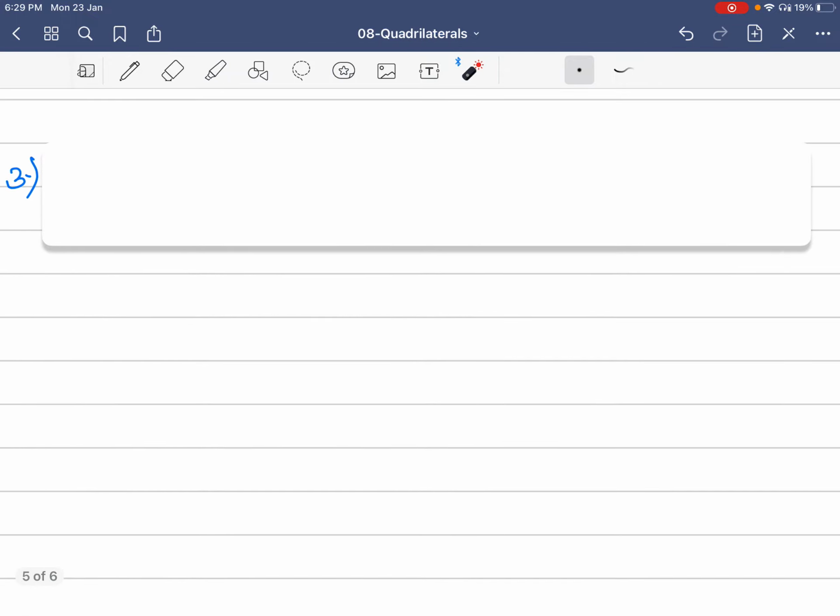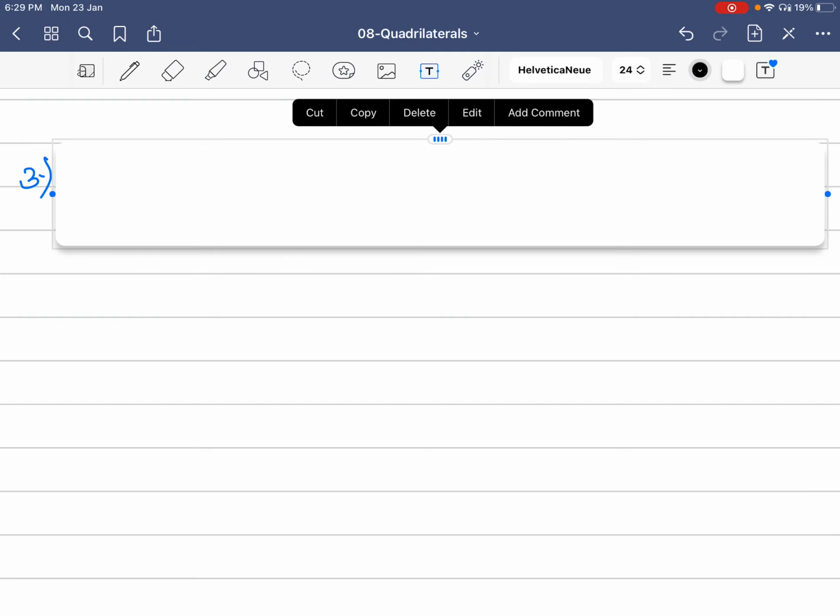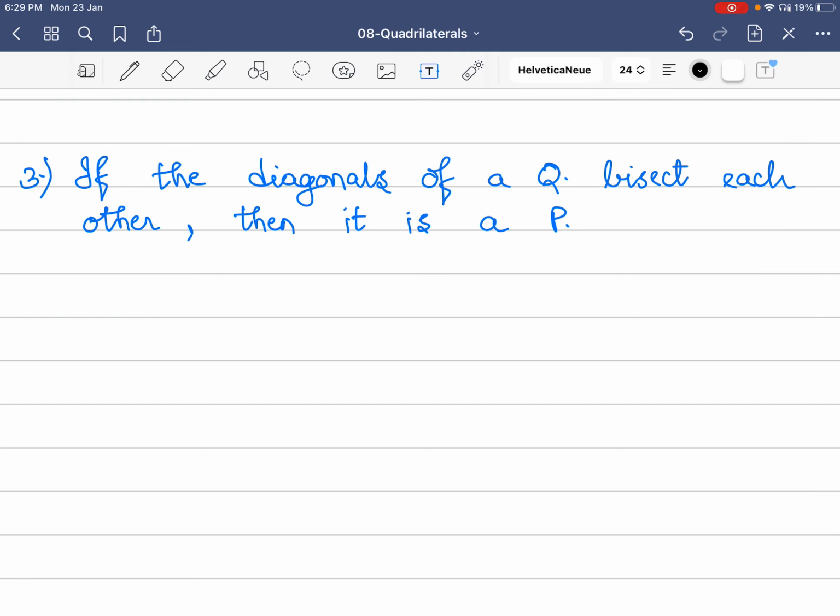Now let's go to condition number 3. Let's read it out. Condition number 3 reads, if the diagonals of a quadrilateral bisect each other, then it is a parallelogram. Now let's highlight the keywords: the diagonals, and they bisect each other. What does this mean? Let's quickly draw a quadrilateral. Let's say this is my quadrilateral.